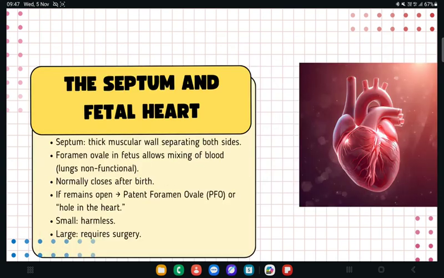The septum and the fetal heart. The septum separates both sides of the heart. It is a thick muscular wall. When there is dysfunction in the septum, such as an opening, the foramen ovale, it leads to mixing of deoxygenated and oxygenated blood. It normally closes after birth, but sometimes it remains open. We call it patent foramen ovale, or hole in the heart. Small openings are usually harmless, but if it is large, it requires surgery.